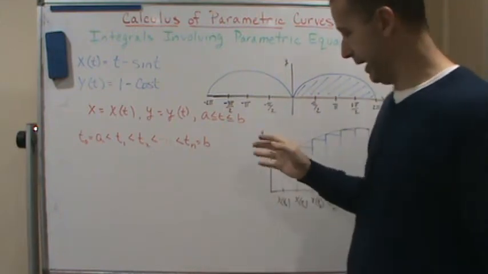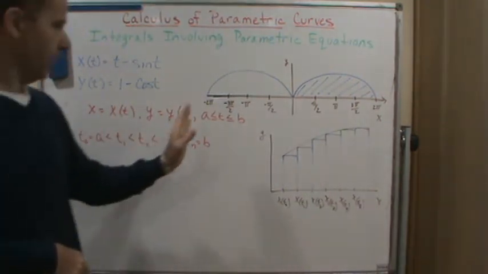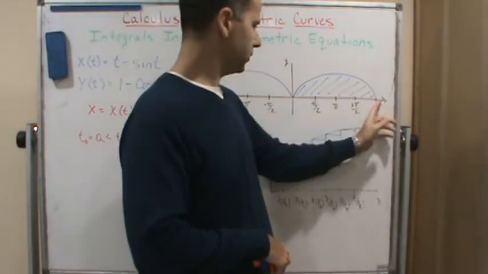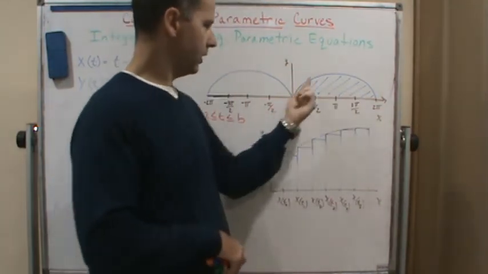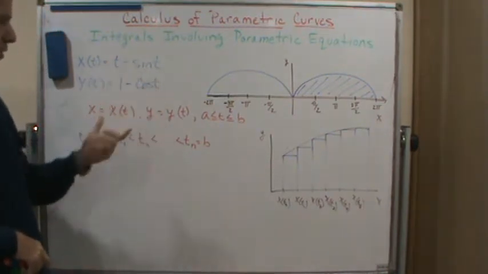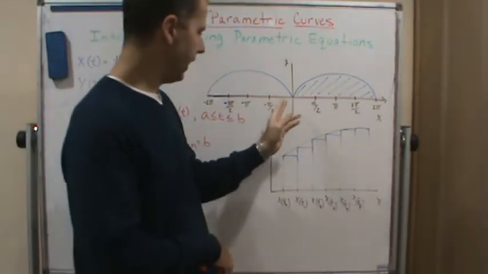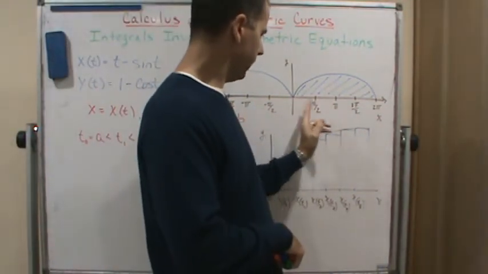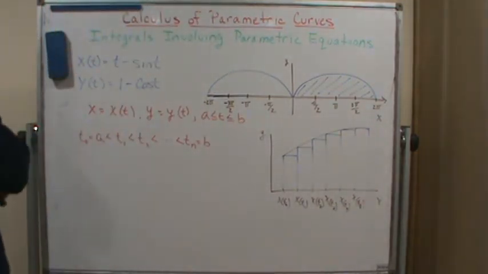For example, if I gave you something like this, where I have a cycloid, and I want to find the area under the first revolution of the cycloid. Let's say I've given you these parametric equations that represent the path of a cycloid, and I want to find the area of the curve from 0 to 2 pi. How would I do that? Well, that's what we're going to discuss in this video.